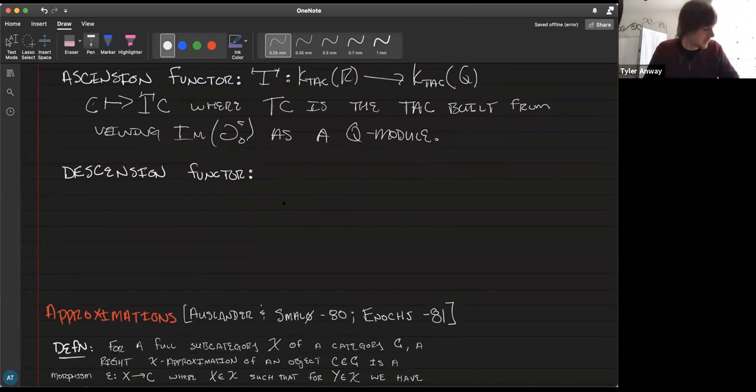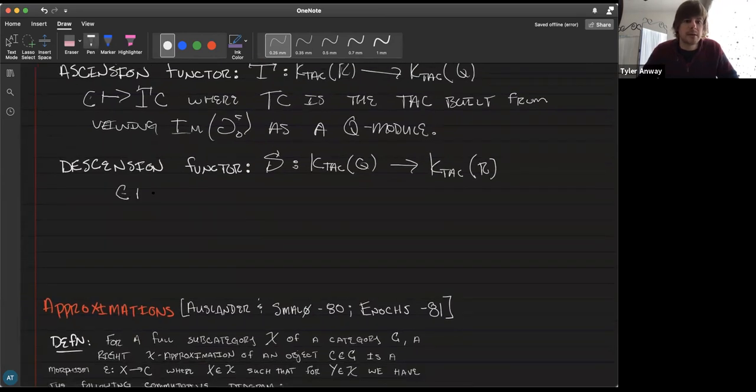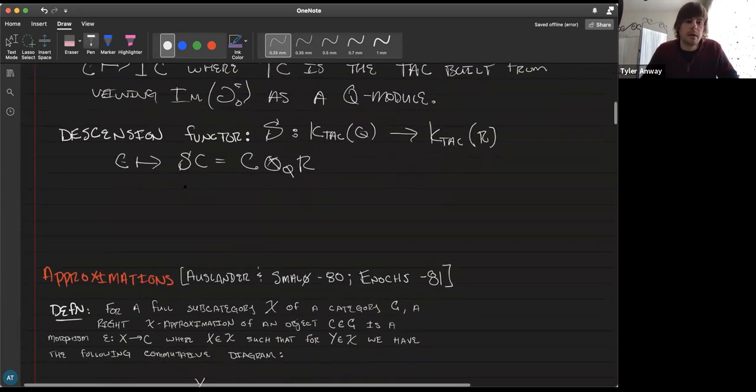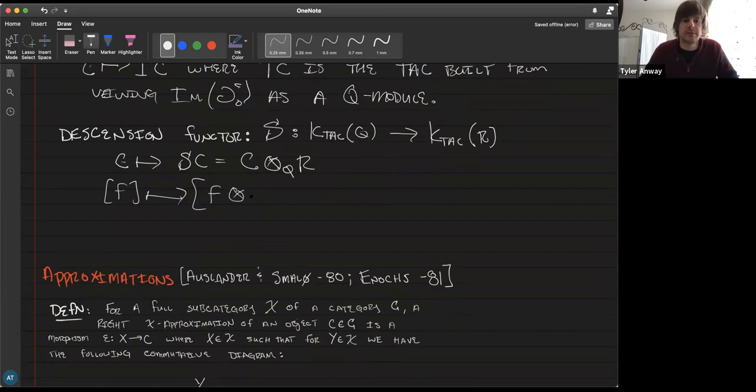The descension functor is actually much more simple to define. It is simply the change of rings functor. So we'll say S from Ktac Q to Ktac R takes a complex C to SC, which is just C tensor over Q with R. And similarly, it takes morphisms to the homotopy equivalence class of F tensor.